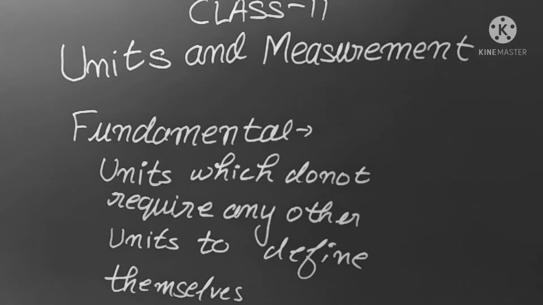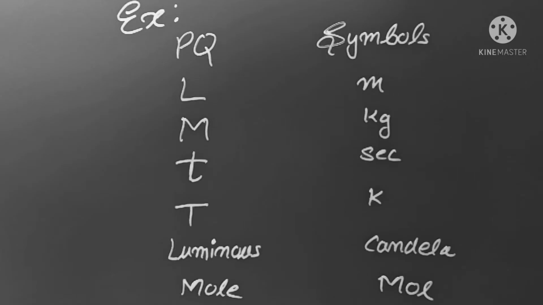Fundamental units are those which do not require any other units to define themselves. This means that fundamental units are all those units which are full in themselves. For example, length. The unit of length is meter. These are all physical quantities. There are only 7 physical quantities which are fundamental.